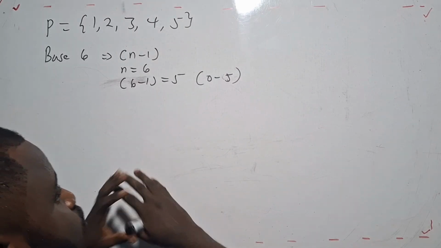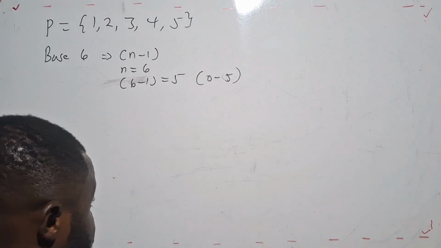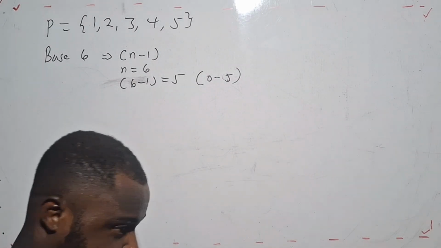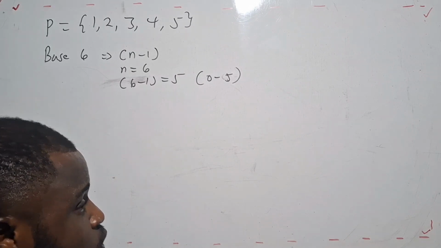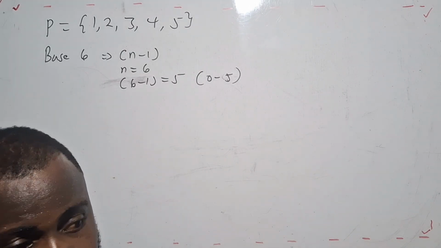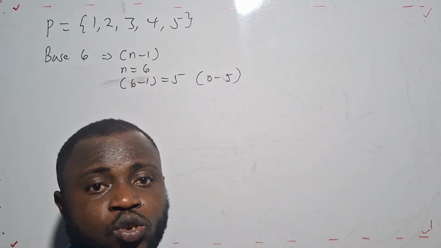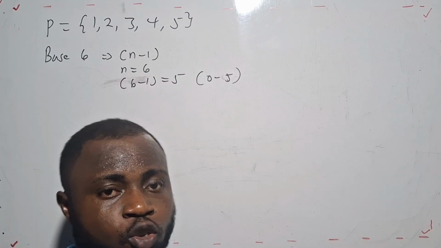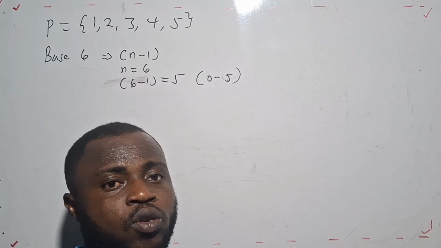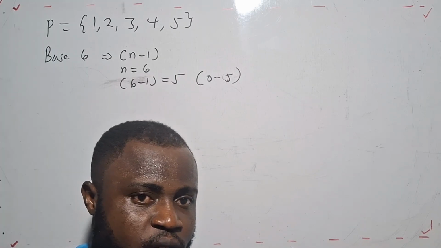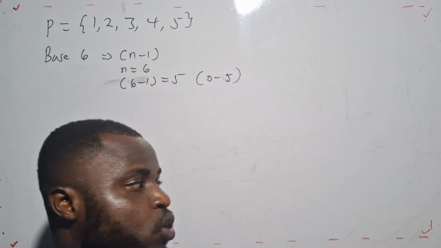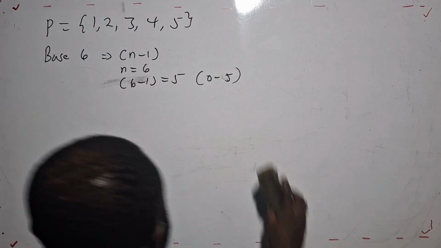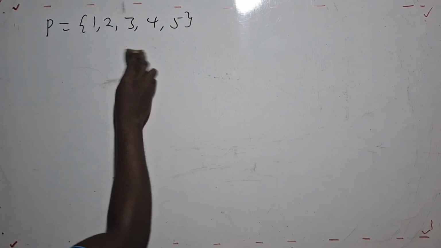But if the question is just open, without giving us any set of numbers to use, what we need to understand is that when we are working in base 6, we use from 0 to 5. Base 8, we use from 0 to 7. Base 4, we use from 0 to 3. So now let's see how the table is drawn.